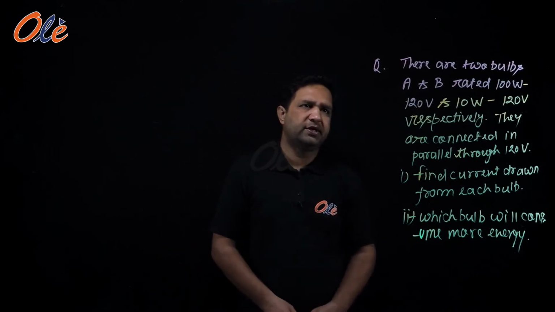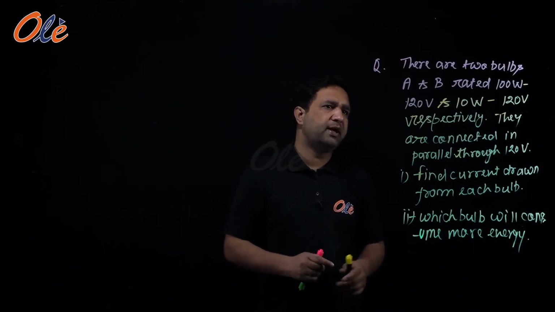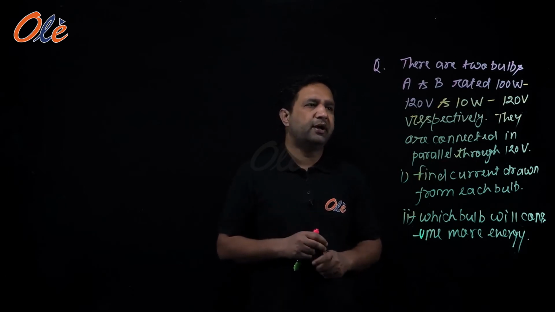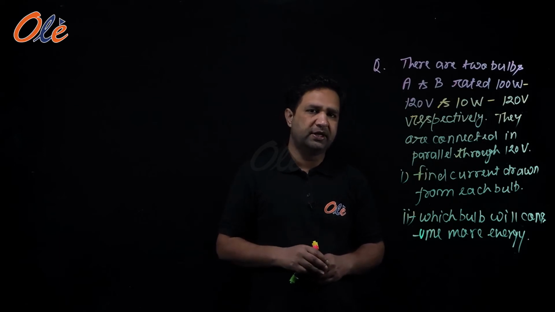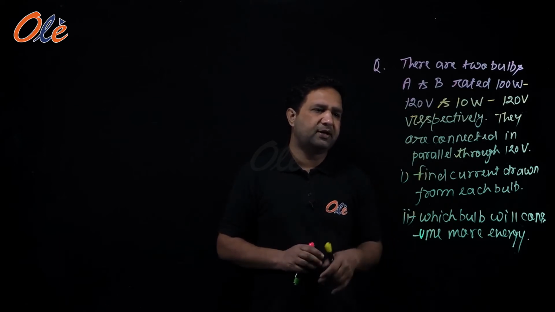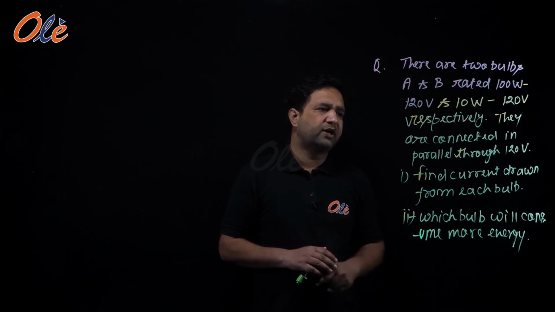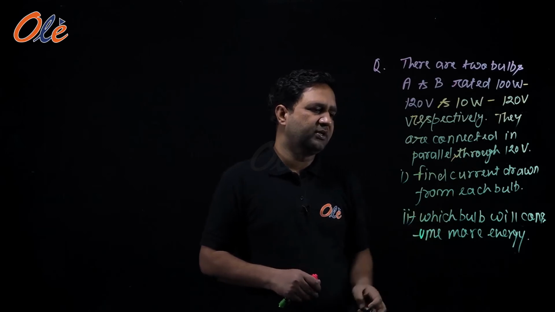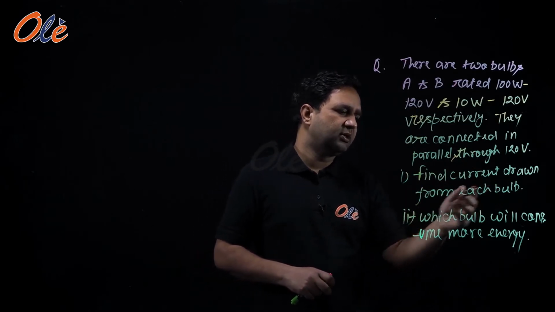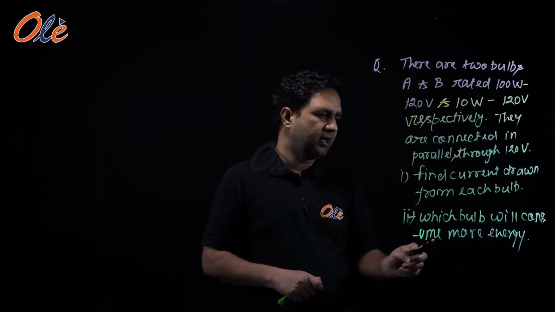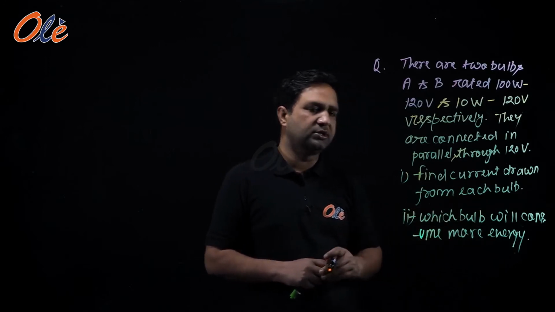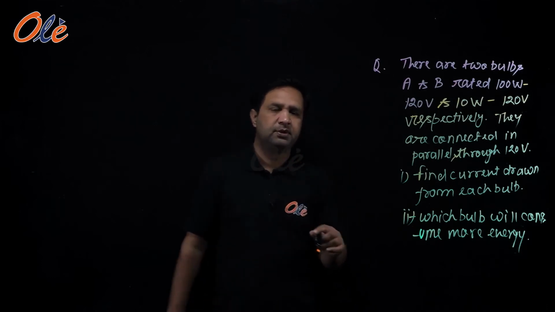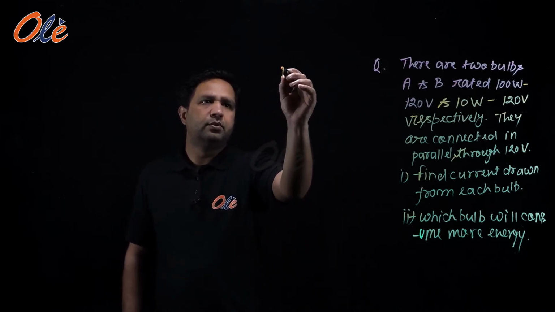So here is the numerical. It says that there are two bulbs A and B rated 100 watt 120 volt and 10 watt 120 volt respectively. They are connected in parallel through 120 volt. Now we have to calculate the current drawn from each bulb and which bulb will consume more energy. So first we have to calculate the current drawn from each bulb. I is equal to V upon R.